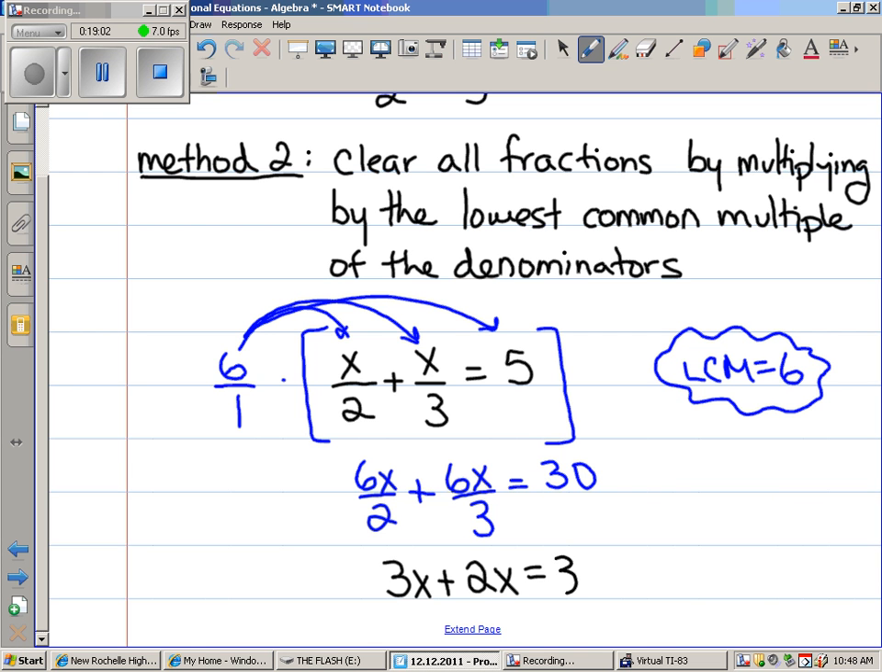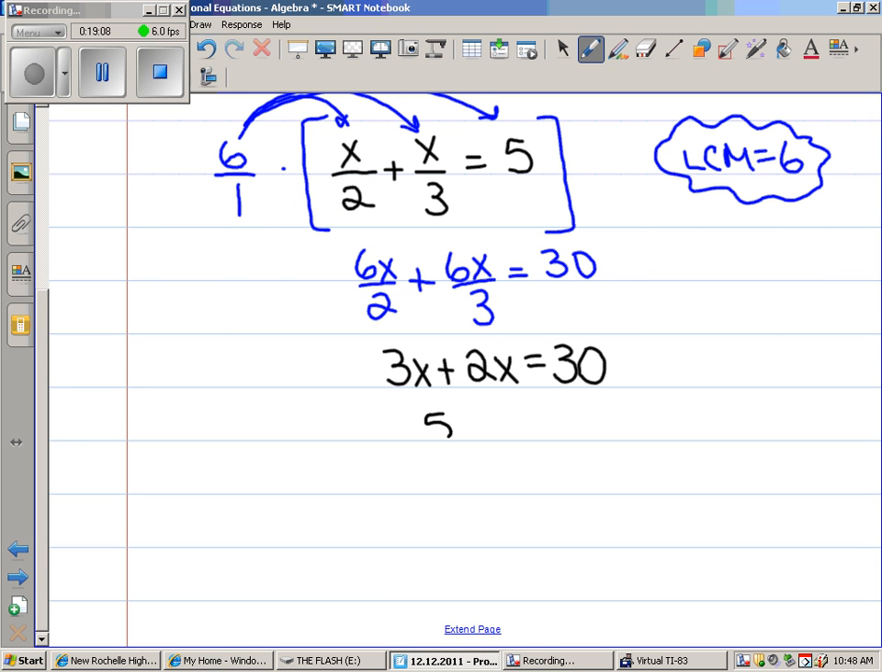Look how easy it is. No combining, no adding, no cross multiplying. You take all that stuff out, right? You do have to be able to figure out the LCM. Equals 30. X equals 6, right?